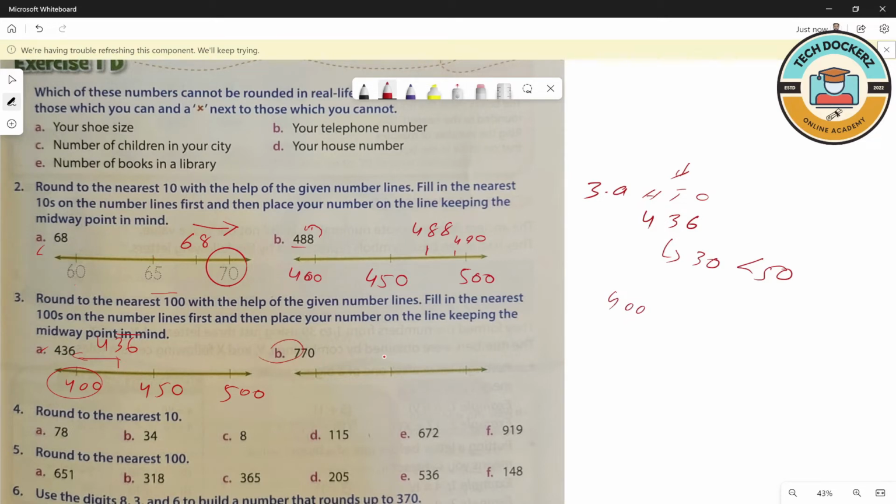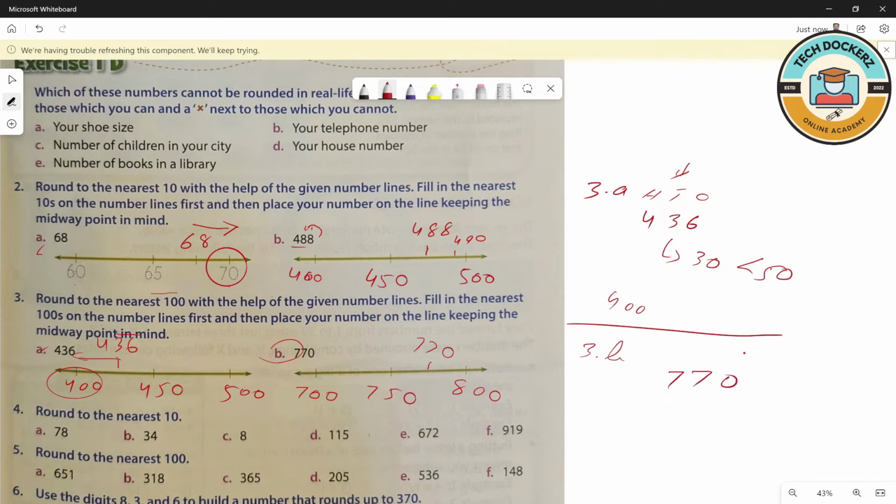Question number 3B. 770. 770 falls between two hundreds numbers, which are 700 and 800. 750 is your midpoint. 770 will fall somewhere here. It is question number 3B.